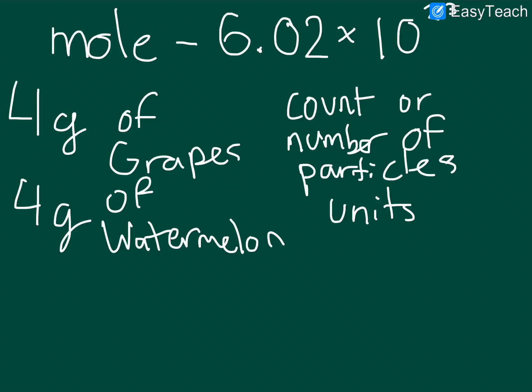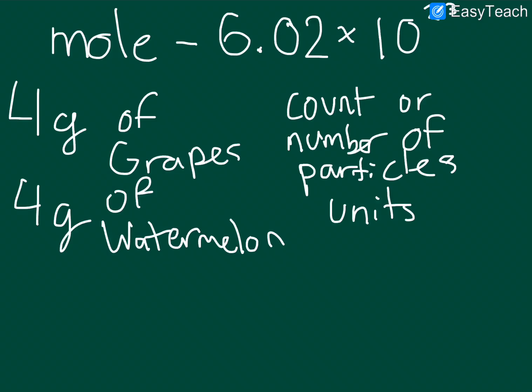So when we talk about grams, we mean the weight of these two fruits, but moles talk about the amount. So we can compare 4 moles of grapes to 4 moles of watermelon. 4 moles of grapes, we can count as 1, 2, 3, 4. Similarly, 4 moles of watermelons, we can count as 1, 2, 3, 4. So it's 4 separate entities, essentially. And that's the key to understanding the mole.